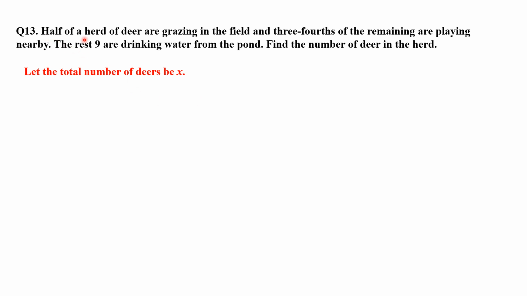x. Now according to the first statement, half of them are grazing in the field. So the number of deer grazing in the field is half of x, and half of x, how will you solve? Half of x will be half multiplied by x, which will give you x by 2, isn't it? Next it says 3/4 of the remaining. So first you have to find how many are left. Out of x, x by 2 are grazing. So how many are left now?